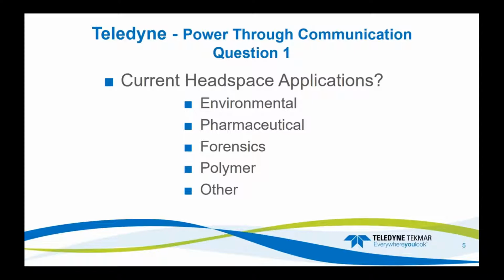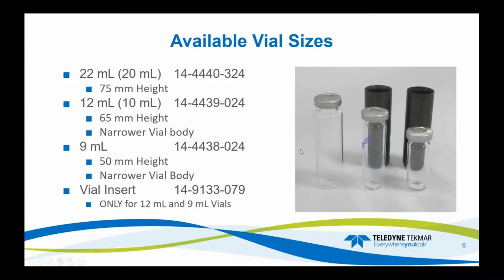Moving on. We have 3 available sizes for our Headspace instruments. 22 mil, which a lot of manufacturers call a 20 mil vial, and that's because when you manufacture a vial, you always leave a little bit of Headspace up there for overfill. Of course, if you measure the actual volume, it is 22 mils. We also have a 12 mil vial and a 9 mil vial.